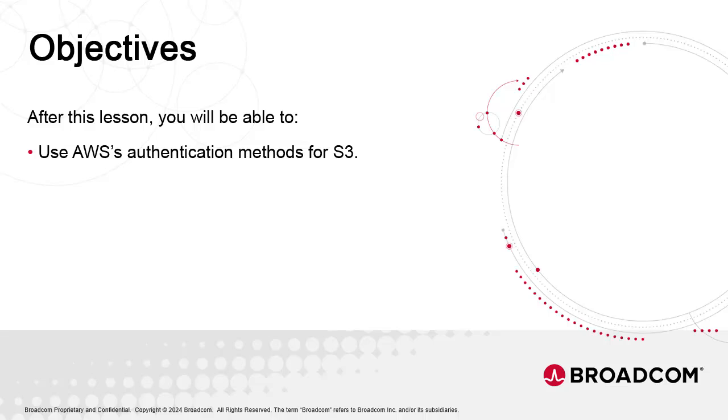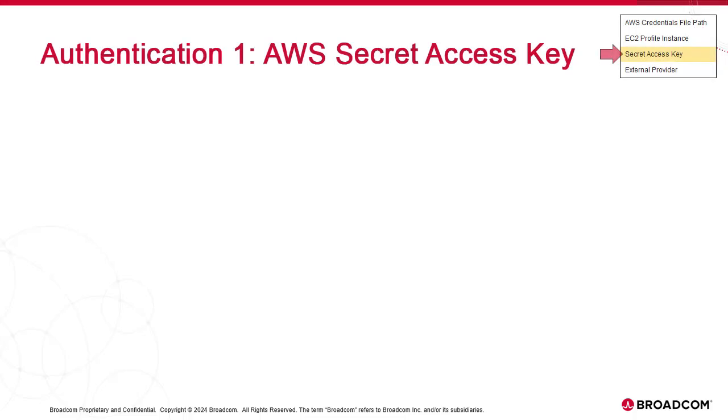We can now cover the authentication mechanisms associated with AWS S3. We'll start with the access key.